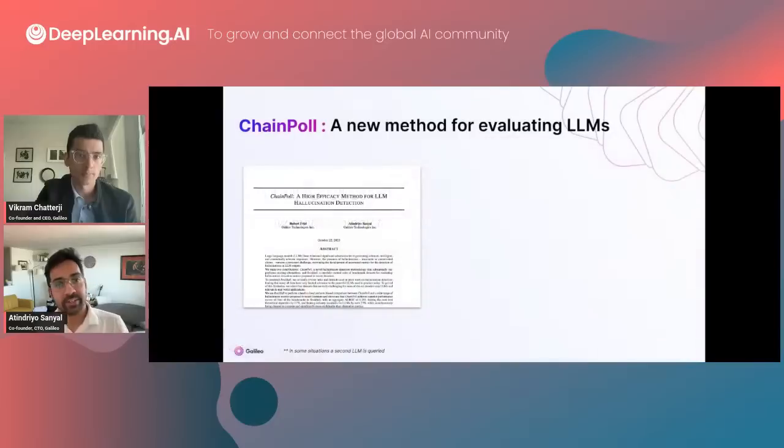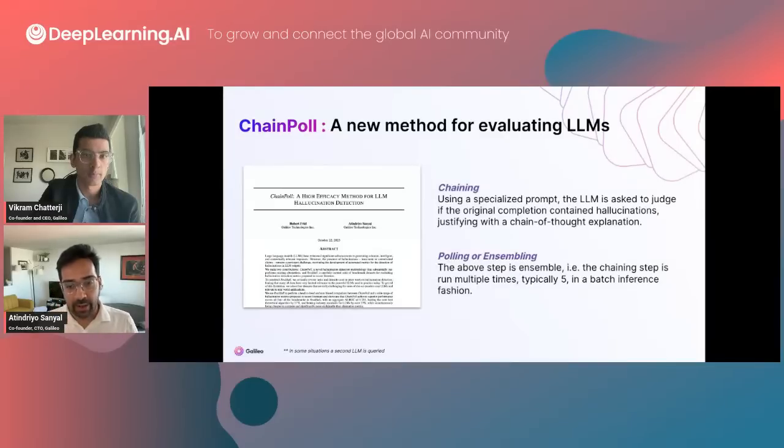Vikram, move to the next one. Yeah. And here in Chainpole, we break down detecting hallucinations into two phases. The first phase is called chaining. And in chaining, we essentially use a very detailed chain of thought prompt to make a secondary LLM request and gauge if it can reasonably break down the reasoning behind the completion that it just made. And then we collect the chain of thought reasoning. Think of it as we structure it down into a specific schema. And then we do what we call polling.